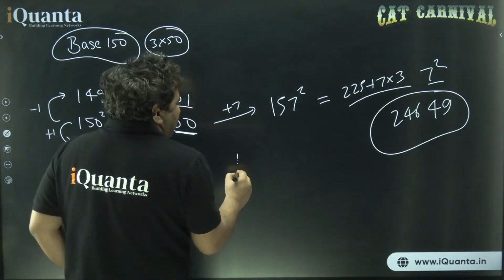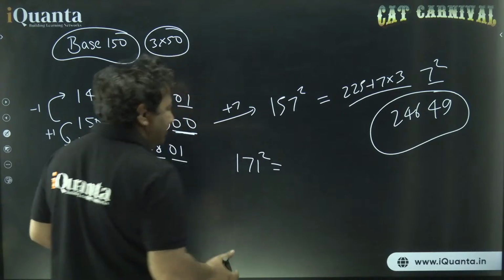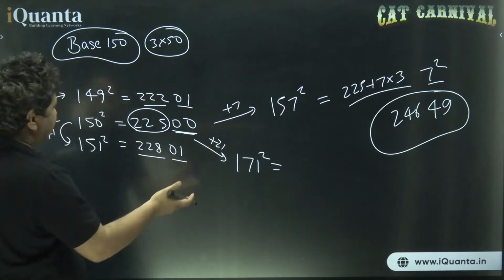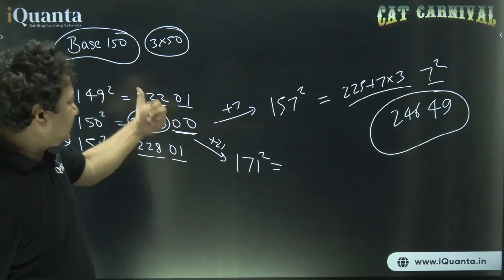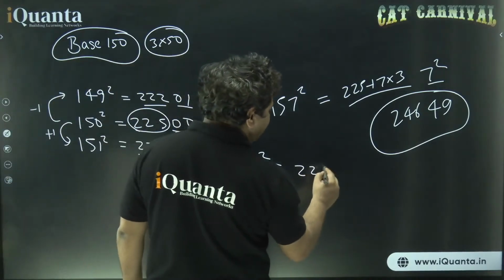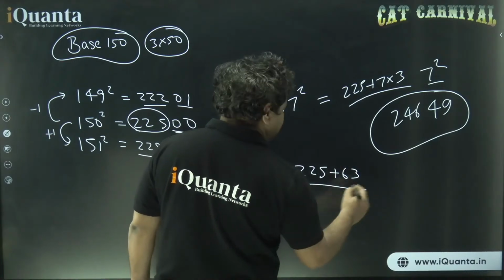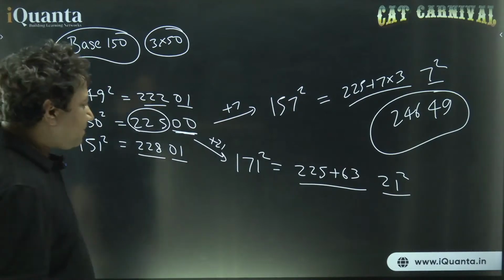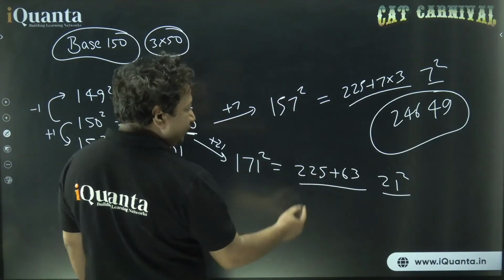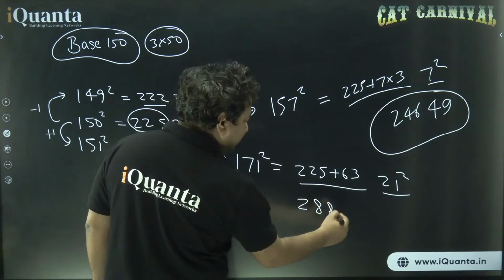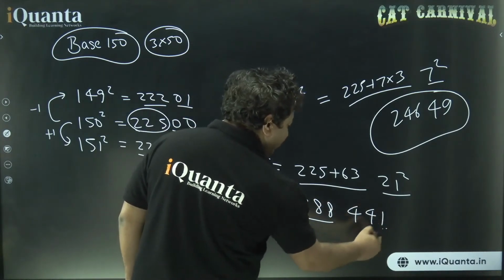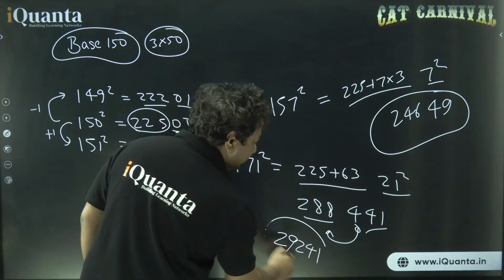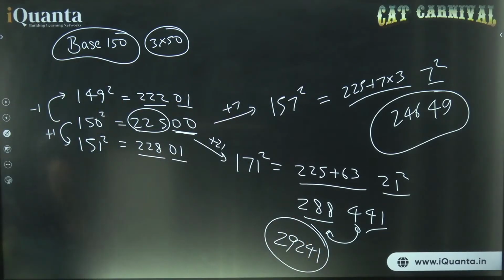What if I need to calculate the square of 171? Nearest base, 150. This is 21 more than 150, right? 21 threes are 63. So 225 plus 63 would be there, and 21 square would be coming in the last 2 digits. You have to accommodate that. Let's add this up. What do we get? 288. Here we have 441. 41 stays. 4 goes here. 29241 happens to be our answer. How cool is that?